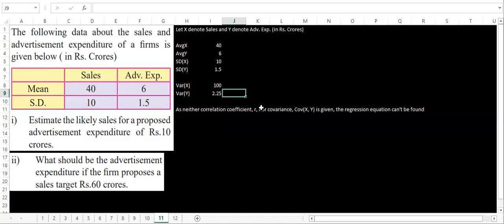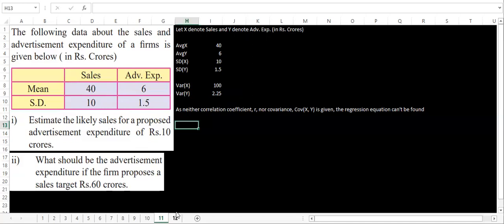As neither correlation coefficient R nor the covariance is given, the regression equations can't be found actually. So this problem is actually not solvable. So I believe some information is missing. If anyone can point it out, I'll be glad to know. So just for this question, we cannot solve it with the information that they have given.